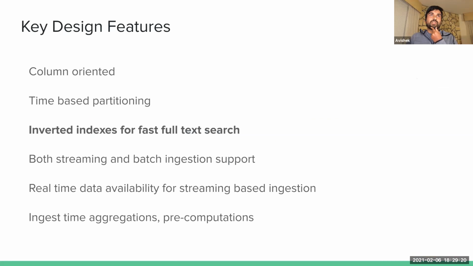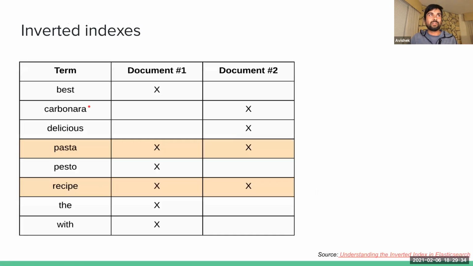Inverted indexes for fast full text search. This idea is derived from search systems like Elasticsearch. The time-based partitioning idea was derived from time series databases. So this one's from full text search. What are inverted indexes? It's very simple. It's just creating an index from the individual words to the particular documents.